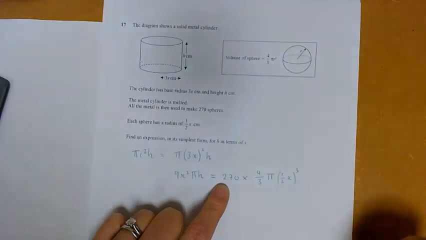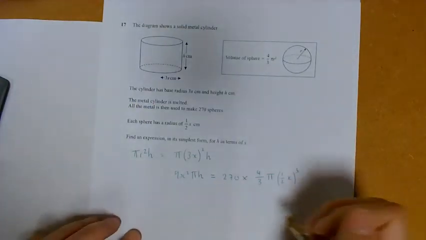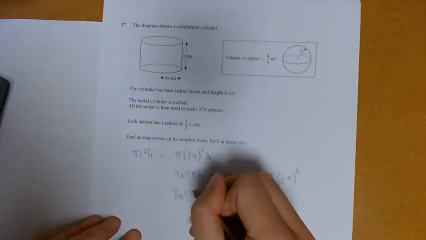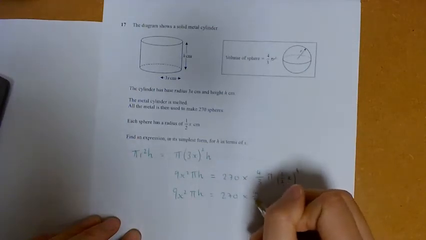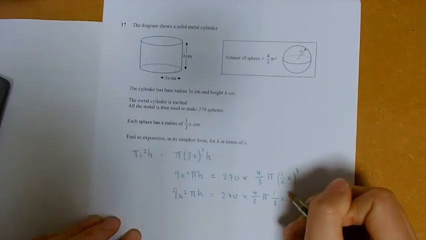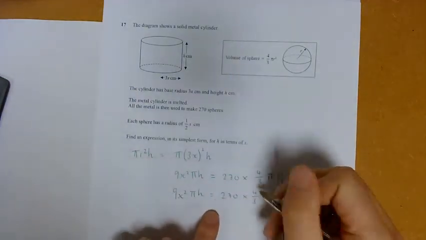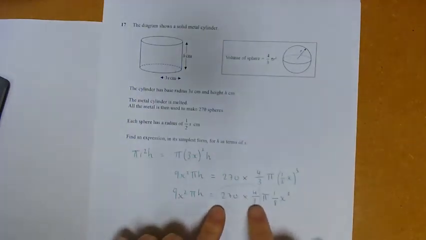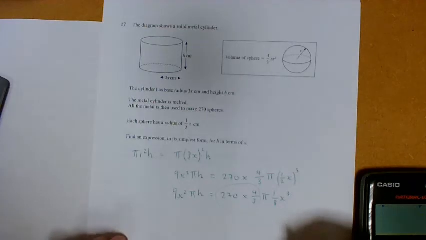Okay, really difficult. So we know that the volume of our cylinder is equal to 270 times this sphere, 4/3 pi, the radius cubed. Now when we cube a half, we're going to cube the top and cube the bottom. So this is going to become 9x squared pi h equals 270 times 4/3 pi 1/8 x cubed. And we can go ahead and sort this out, okay? So let's do this bit first. Let's do 4/3 of 270. We can divide by the bottom times by the top, so you should get 360. 270 divided by 3 is 90, and 90 times 4 is 360.